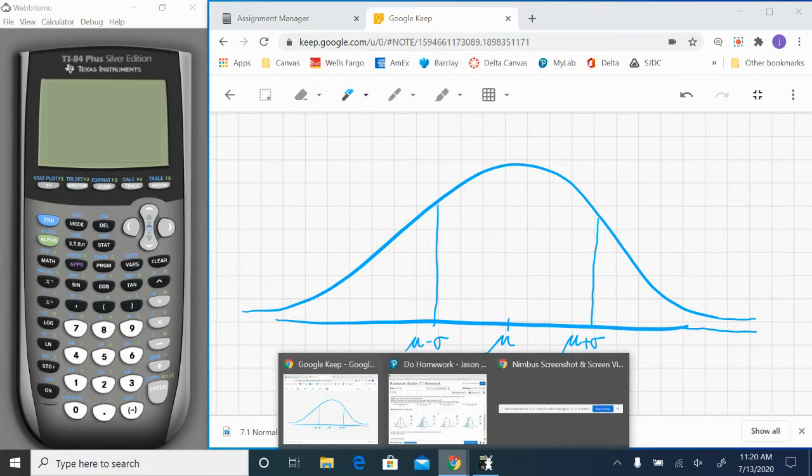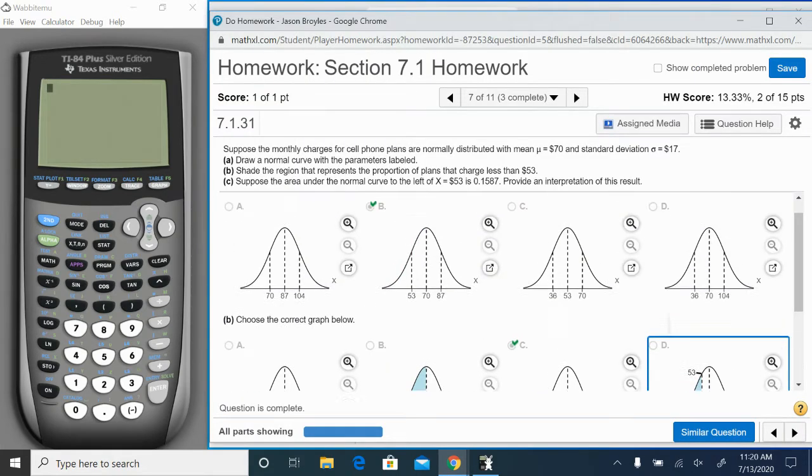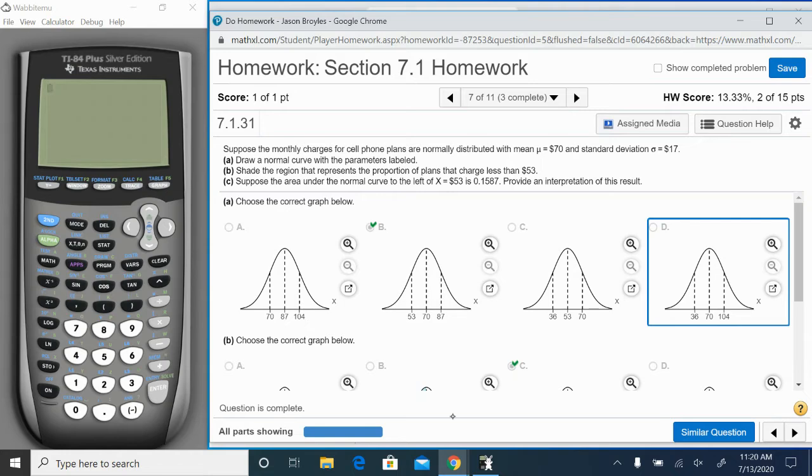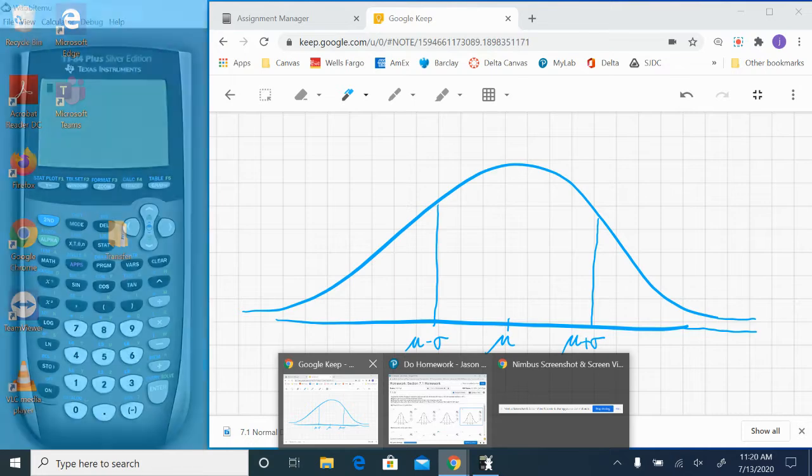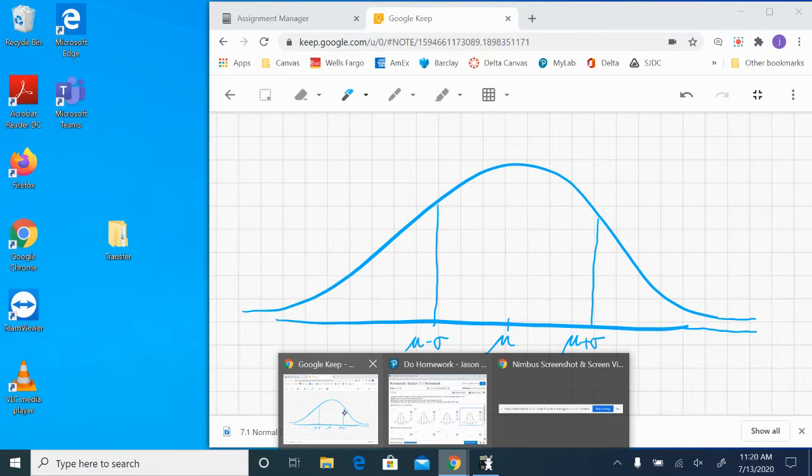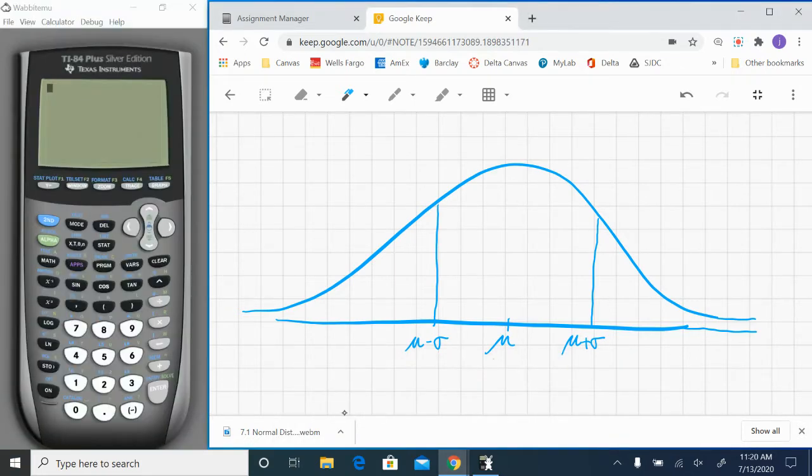So on some of the homework problems, they're talking specifically about standard deviations above and below and what that's going to look like. So like on this problem here, they give you a mean of 70 and a standard deviation of 17. So if you were going to draw the picture for this, the mean would be the very middle. So this would be 70 and the standard deviation being 17.